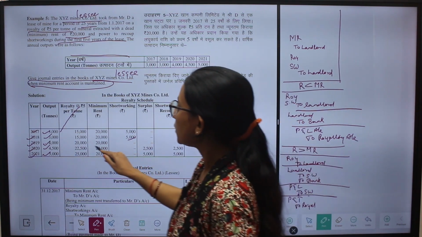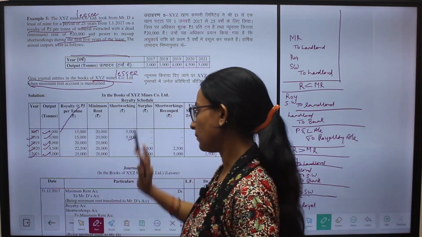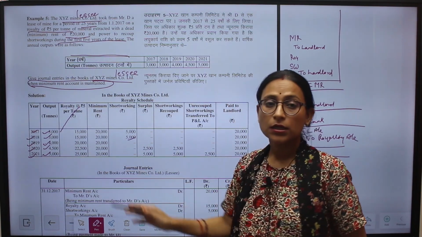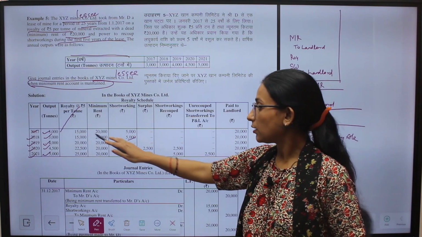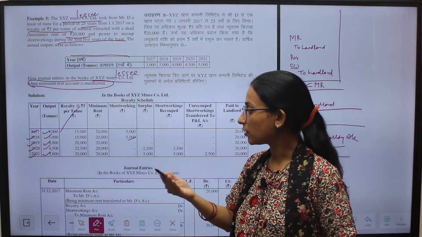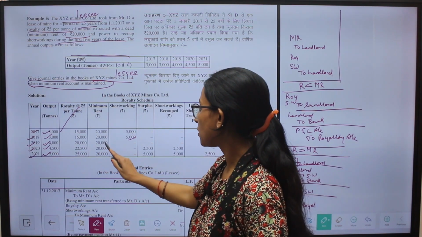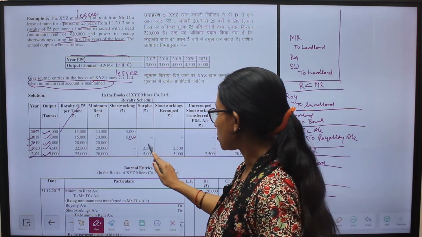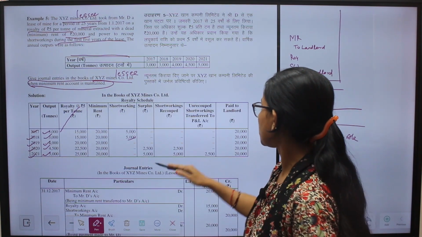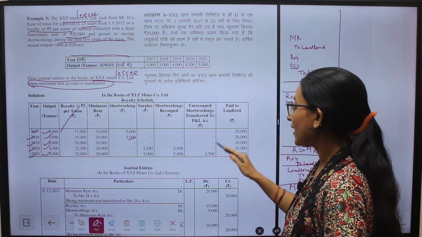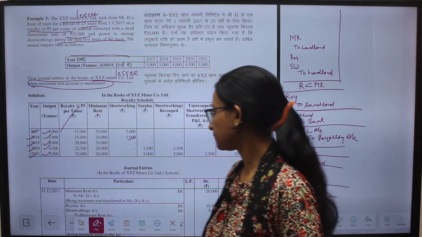In the third year, if you can see, there is no difference between the royalty amount and the minimum rent amount, meaning royalty is equal to minimum rent. It is the situation of the third case. Because there is no difference, there is no short working, no surplus, no recoupment option, so we cannot transfer also, and we will pay the landlord rupees 20,000.